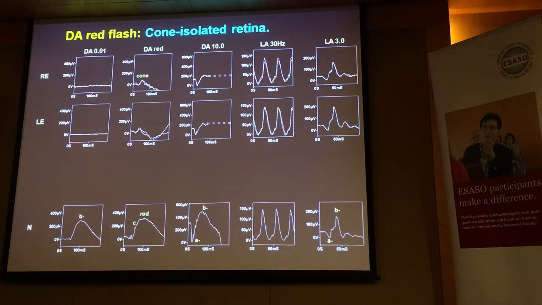And if the patient's got a cone-isolated retina, what is retinitis pigmentosa? It's a rod-cone dystrophy. You can't lose rod function completely and not involve the cones. It just simply can't happen. So this cannot be RP.